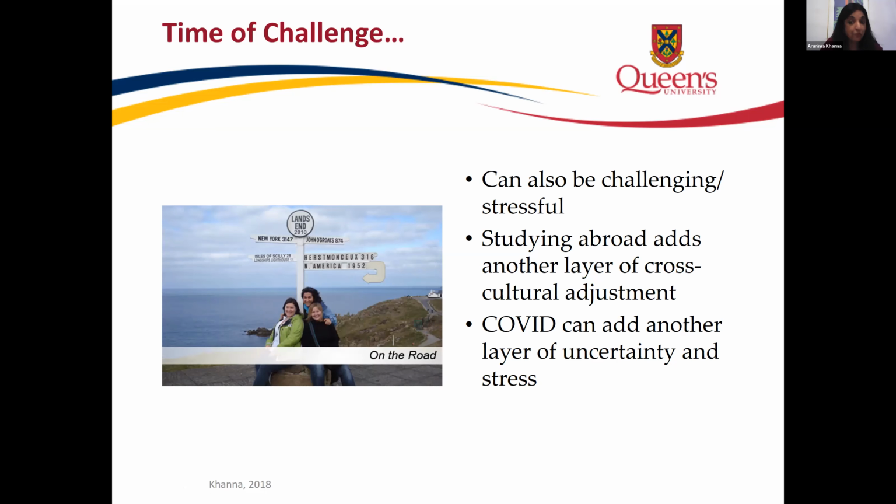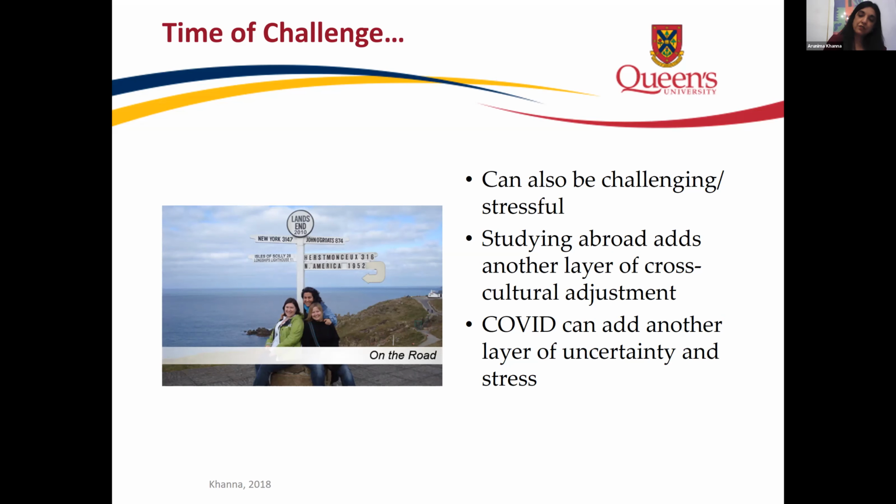But studying abroad can also be a time of challenge, and it can be stressful. Even the things that we love the most, any change causes some stress because it requires adjustments. So even things that we're really looking forward to can challenge our systems. And so we just want to give you a little bit of heads up on that.